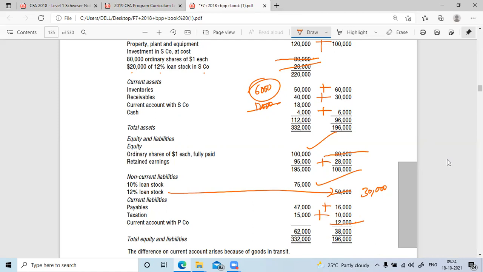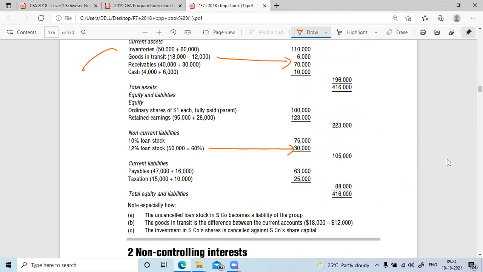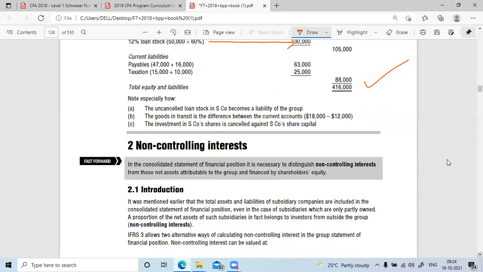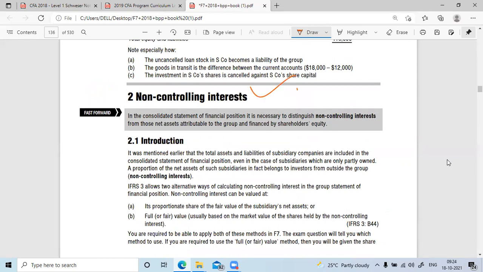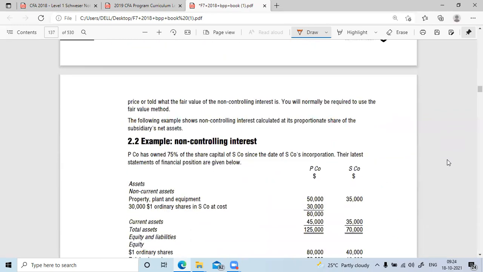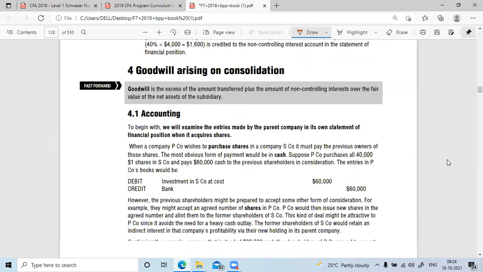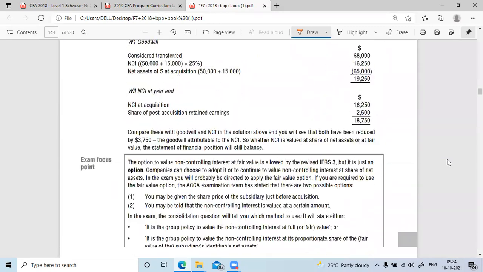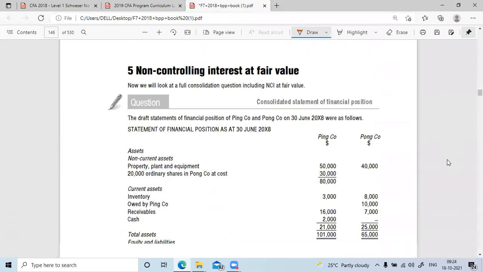So 4,16,000, sir. Yes, it's 4,16,000. All of you finished? Okay. So till here it is all right. Tomorrow we can start with NCI. From here we will rush. Most probably it will take 2 days for us to wind up this chapter. Then we will solve some good questions on this. Fine, all of you?